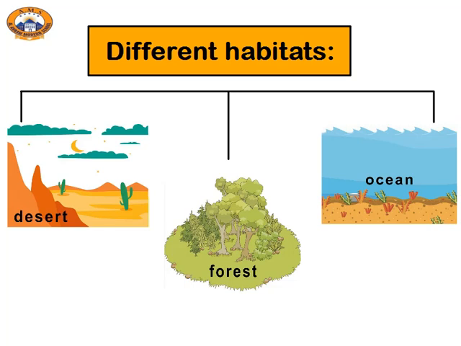The third habitat we talked about was the ocean. The ocean is an aquatic habitat. Aquatic means water. What are the living things you studied that live inside the water? We can find the fish, the sharks, the crocodiles, the octopus, jellyfish, and others.